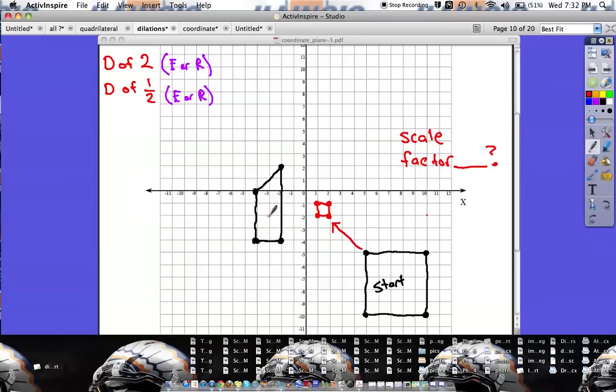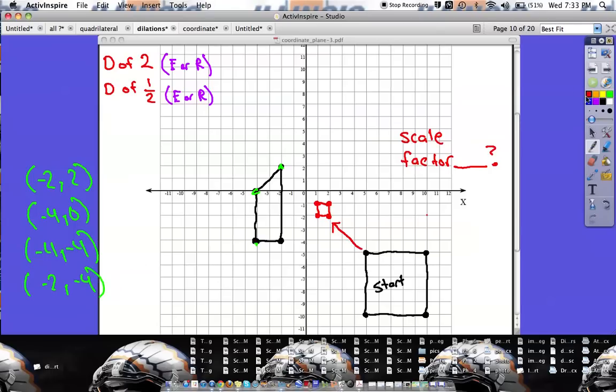Alright, let's start on the left hand side here with the dilation of 2. That means the shape should be getting bigger. So if we get all the points down here, I'll just put them in green here. This one is going to be negative 2, 2. Here we have negative 4, 0. Here we have negative 4, negative 4. And here we have negative 2, negative 4. Okay, we got all those.